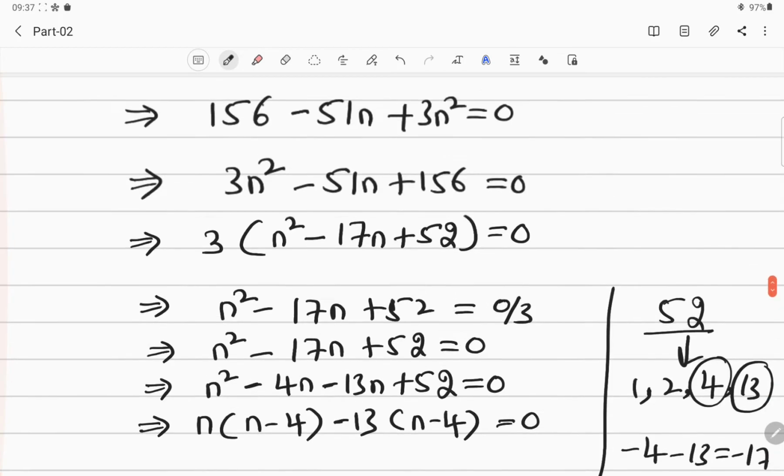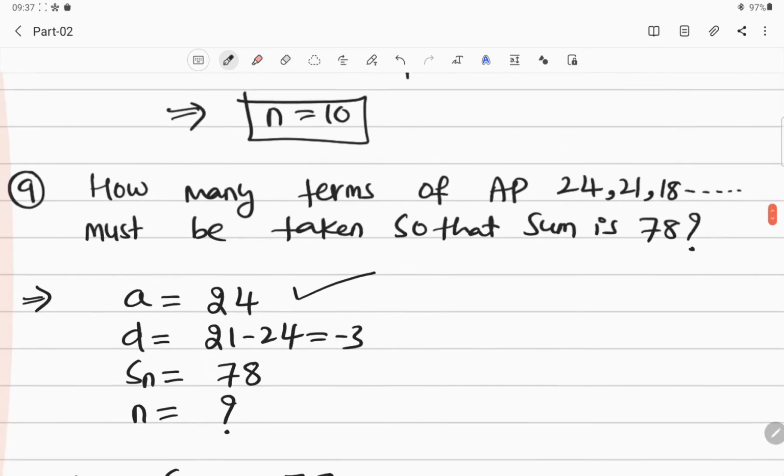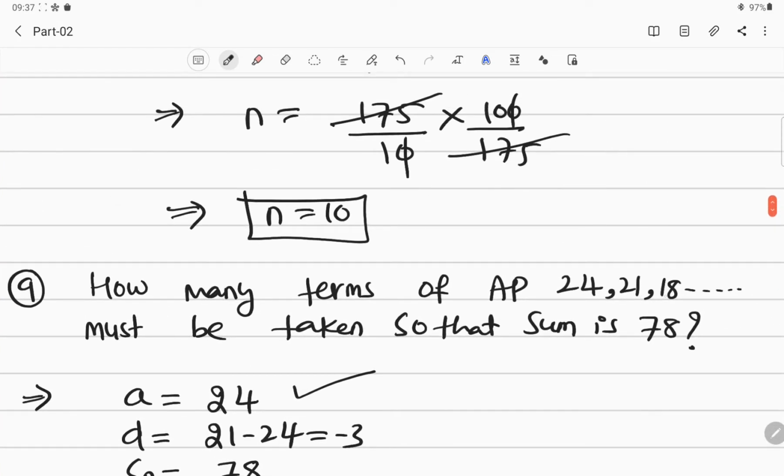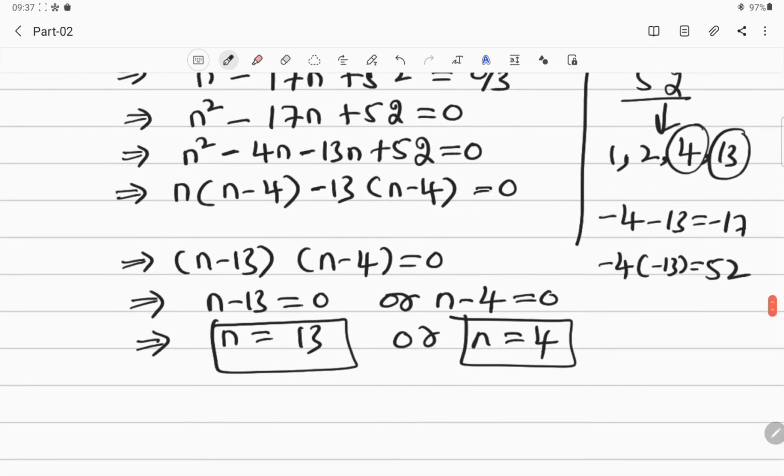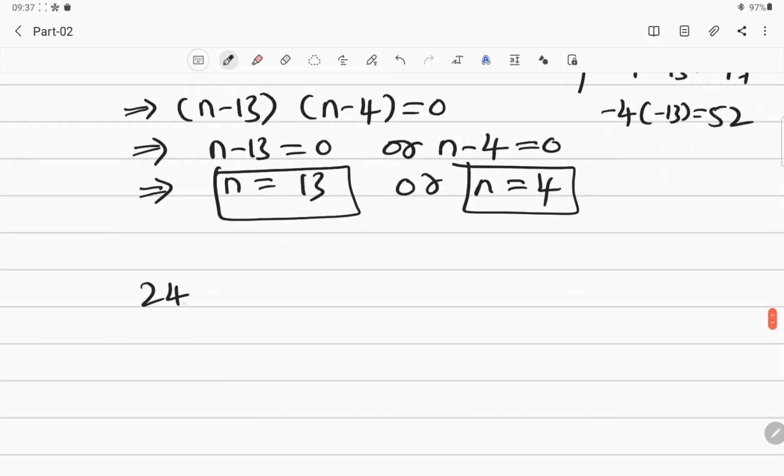So what was the AP? Let us have a look at that AP. What is this AP? 24, 21, 18, it keeps on going. What is the next term? Please tell me. 3 is getting reduced, no? That is like 15. And what is the value of the next one? Next is going to be 12, then 9. So something like this.